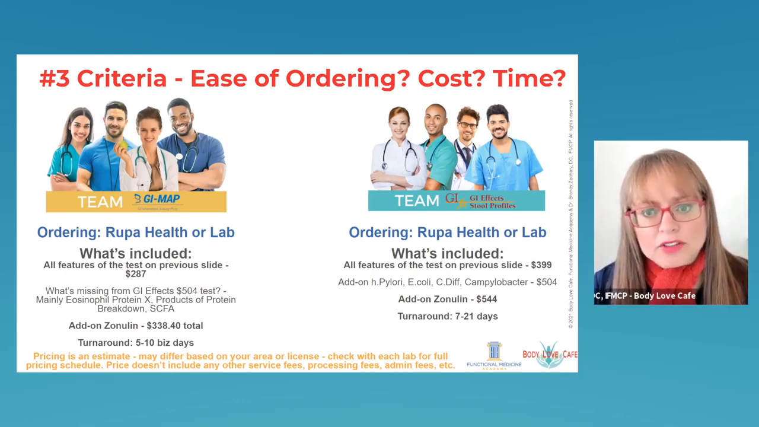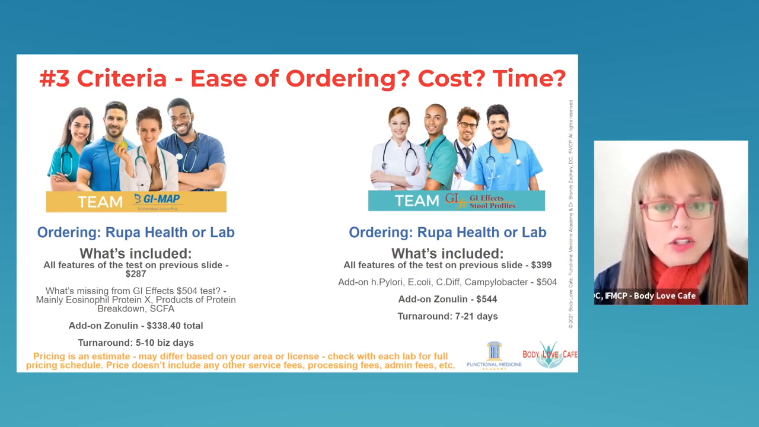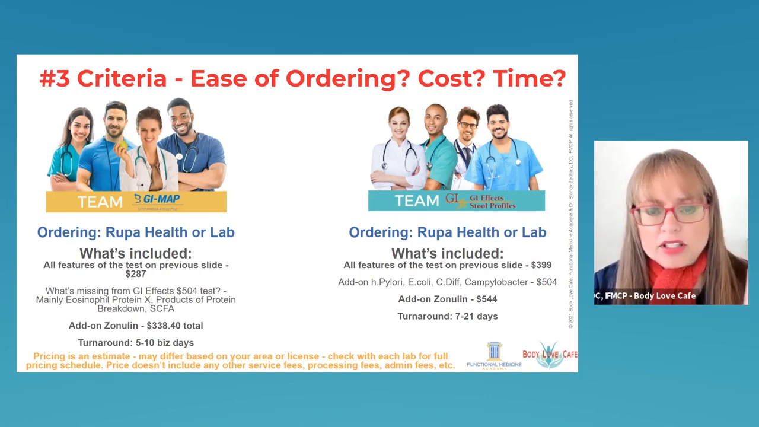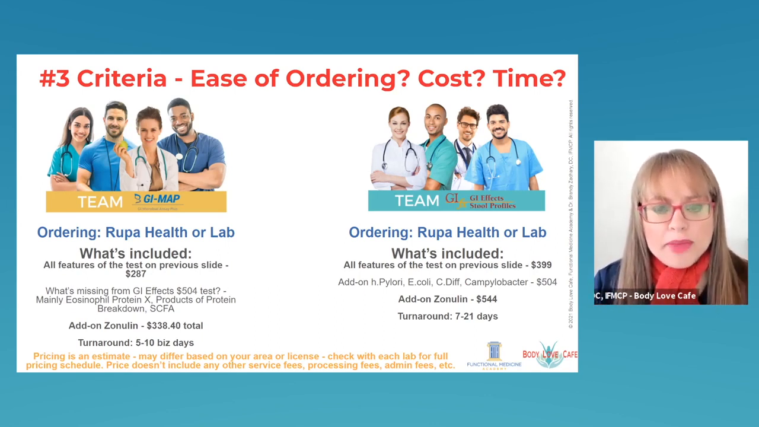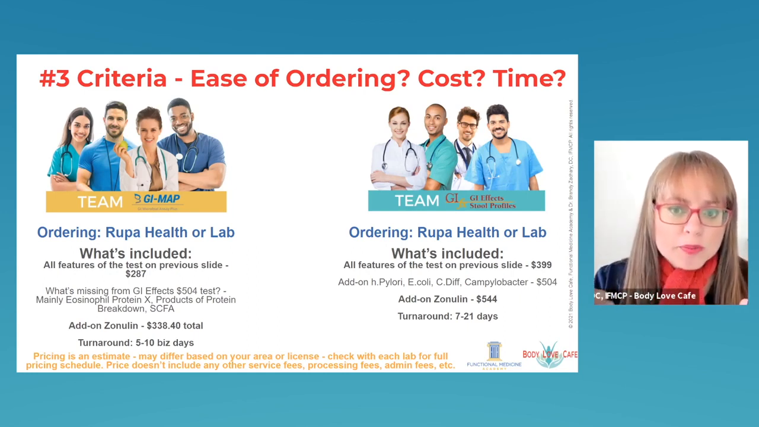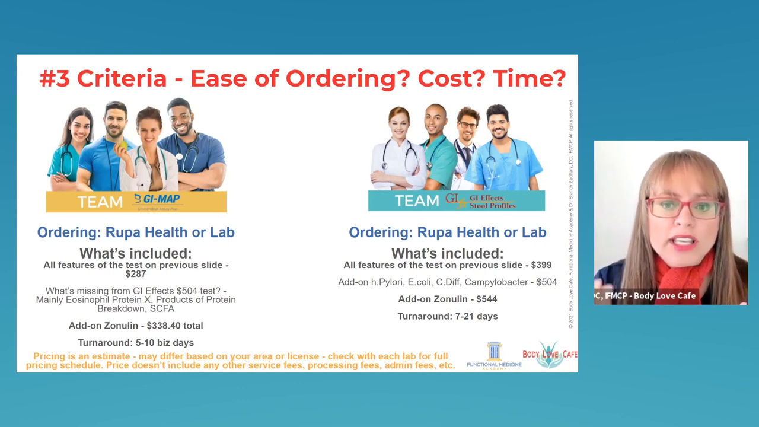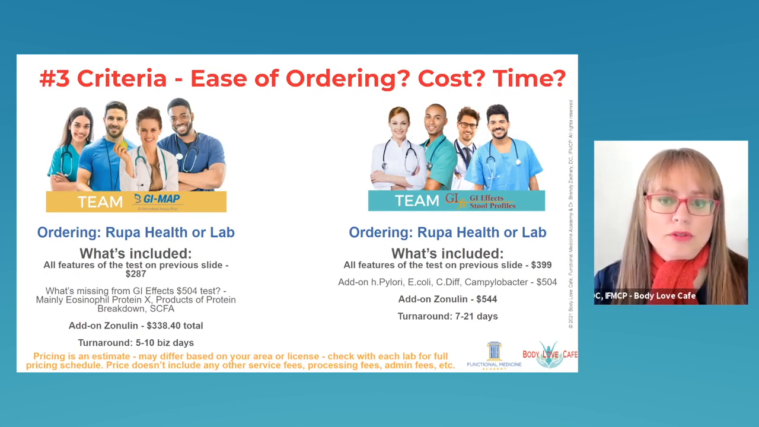And I did the same thing for GI Effects. So GI Effects, you see a base price. They're a little bit more of an a la carte. So if you like to customize a bit more, that might be appealing for you. They can break their test up in some smaller pieces, so you can order a section of it, or you get their main GI effects, and then you may add on. For example, I showed the base price, and then I added on H. pylori, E. coli, C. diff, Campylobacter. It added up to that price. If we add on zonulin again, we get that price you see there, and then listed their turnaround time.